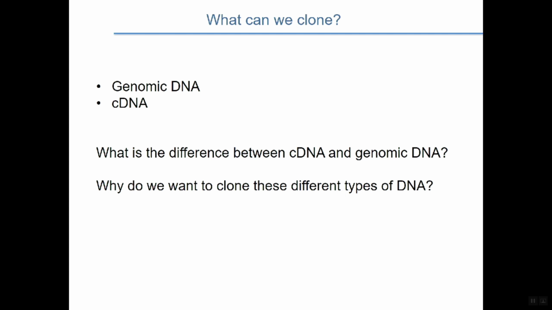But if you transform it into E. coli and you grow the E. coli, there's a much lower chance of getting errors in there. So that's really why you grow them in E. coli and not PCR them.